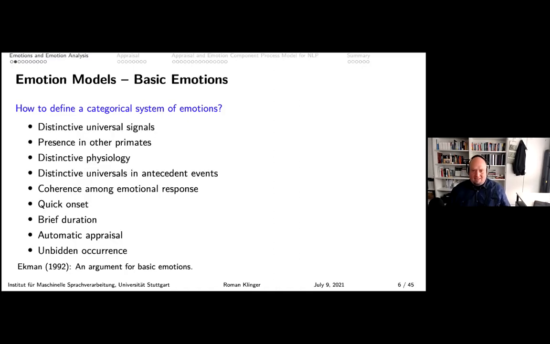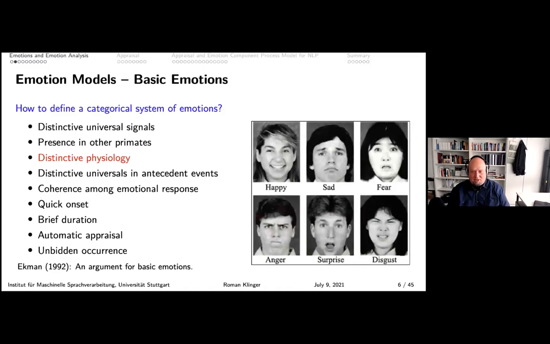And he defined a set of different properties of an emotion, which needs to hold such that you can call an emotion a basic emotion. And there are some things in there, I'm not going through all of them. There are some things in there which you might have seen, for instance, the distinctive physiology. So this is something that led to quite a lot of depictions like this one, where people show their emotional expressions and you can pretty easily recognize those.